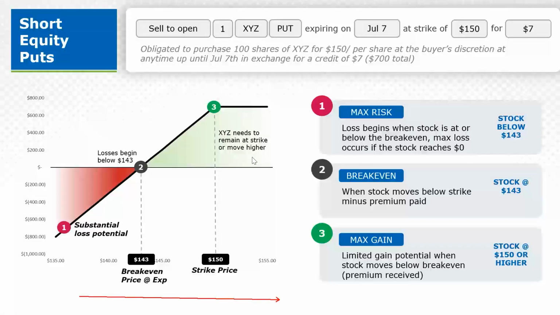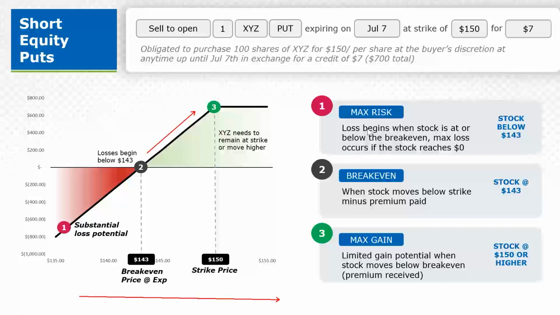As the underlying price moves higher, the put option will depreciate in value, and therefore you can buy to close at a lower price than you sold to open, resulting in a net profit. So the strike price is 150, break even at 143. Again, you have to subtract the premium that you received. That creates a buffer. Losses begin below 143.